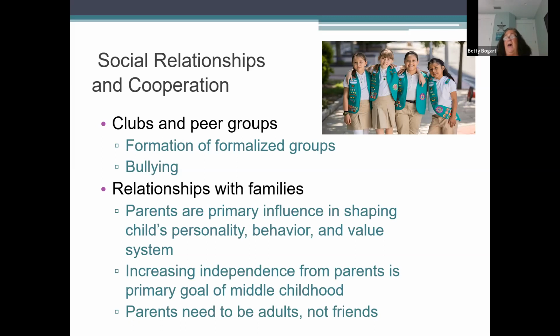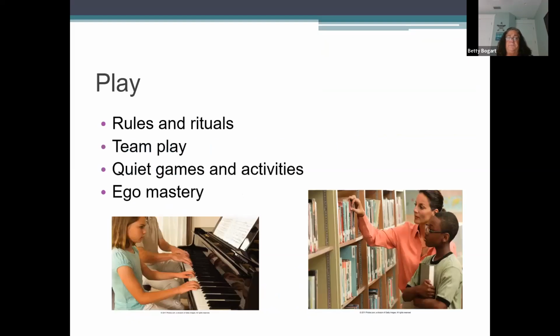They do have more independence, which means they can walk 4 houses down to their friend's house without mom now because they're becoming more independent and they have earned that independence. They're getting older, they're understanding. And at this age, parents do not need to be their friend. They still need to be an adult that keeps the rules and keeps the good structure for these children.